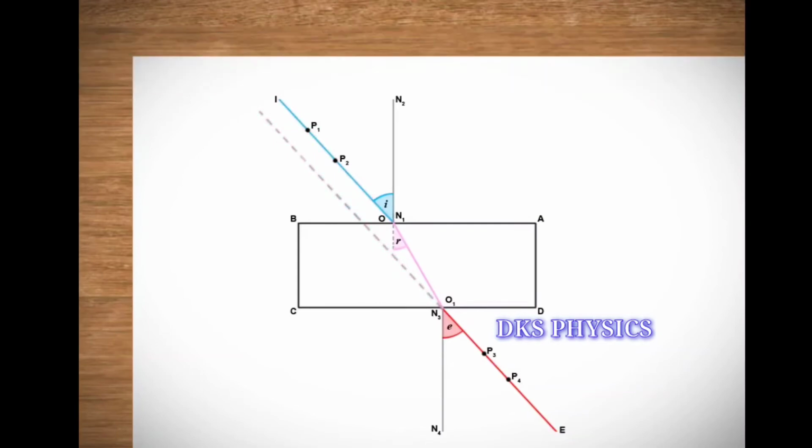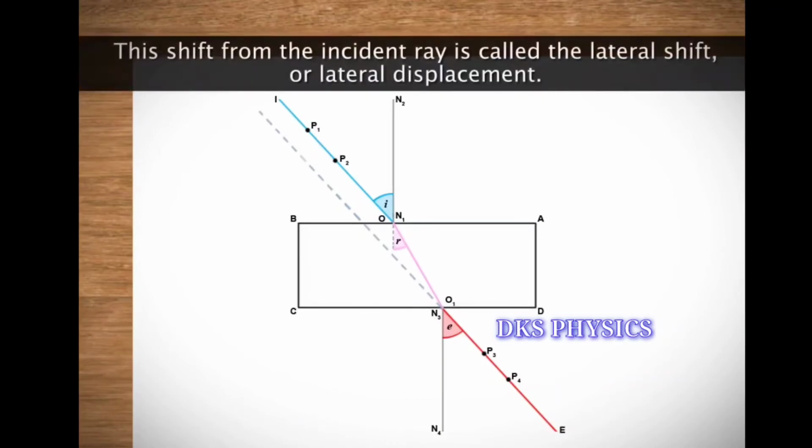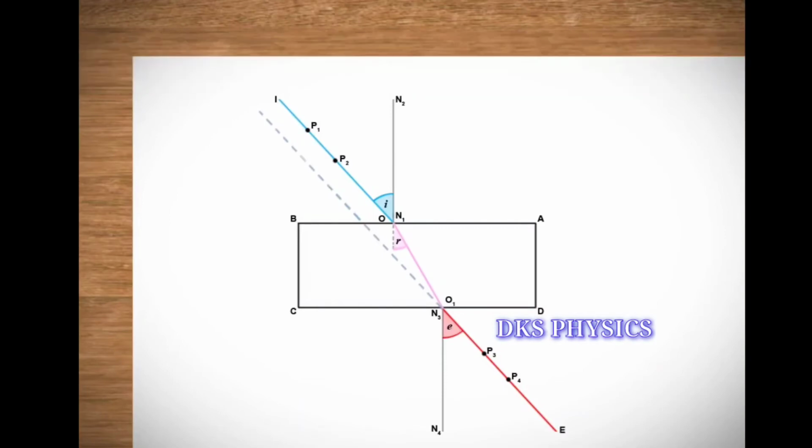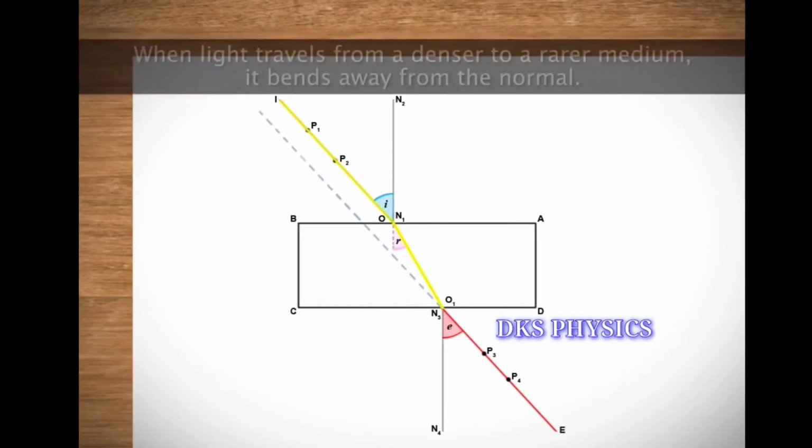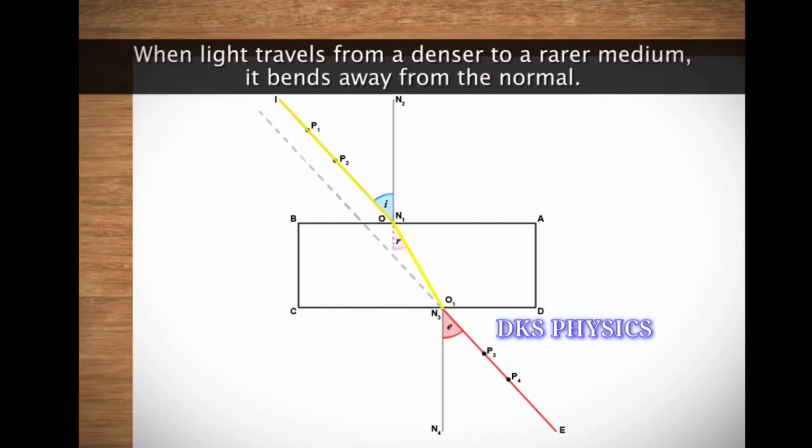When light passes from air into glass and back into air, if the refracting surfaces are parallel, then the emerging ray is parallel to the incident ray, just shifted over. This shift is called lateral shift or lateral displacement. When light travels from a rarer medium to a denser medium, it bends towards the normal. When light travels from a denser to a rarer medium, it bends away from the normal.